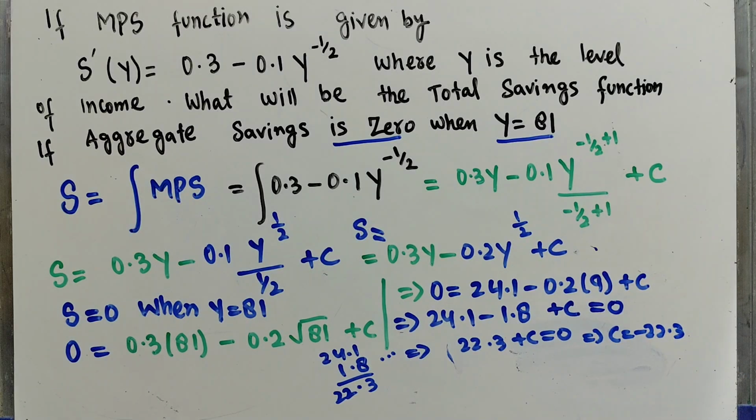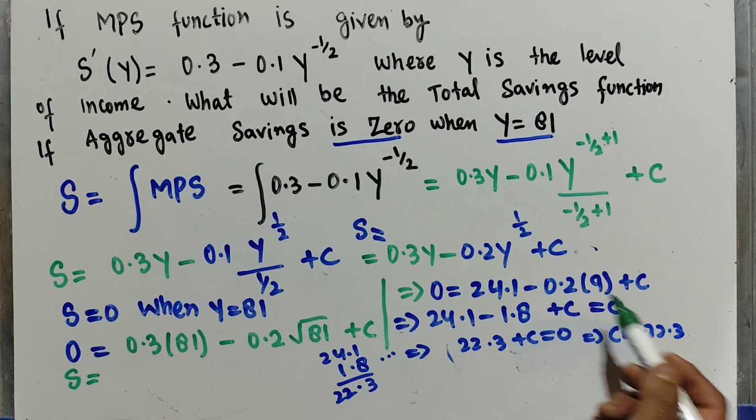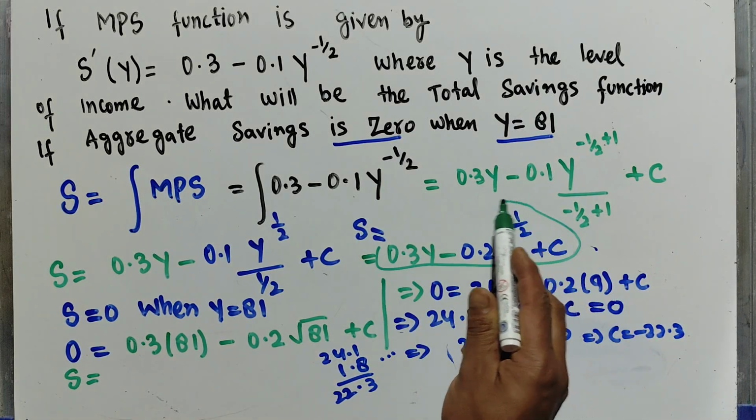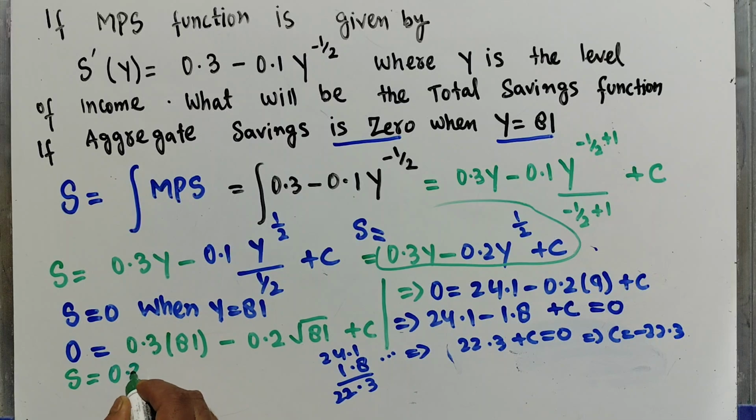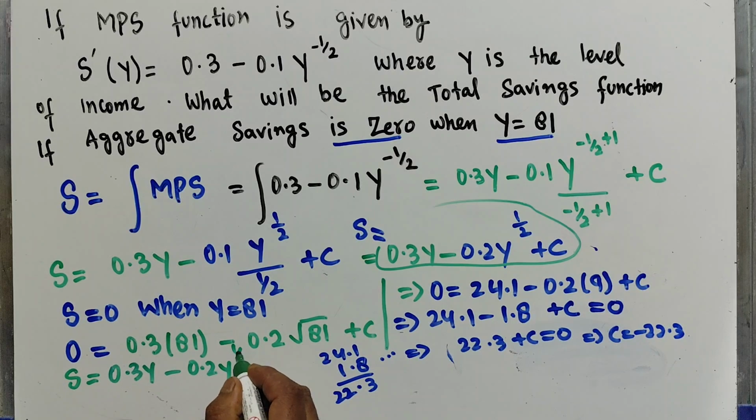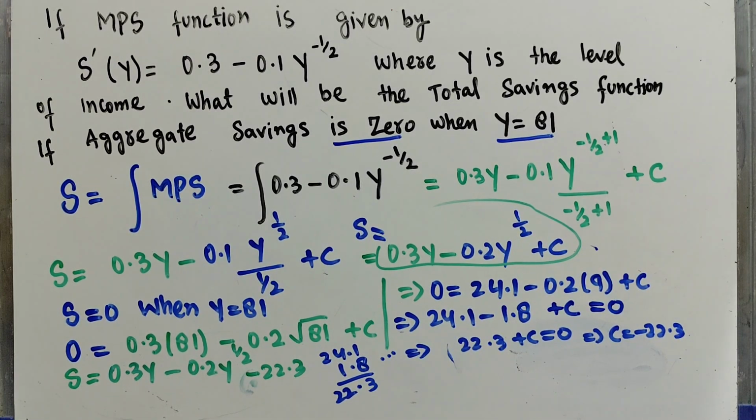Then our aggregate savings function S will be, plugging the value of c into this equation, 0.3y minus 0.2 y raised to the power 1/2, minus 22.5. This will be our savings function. I hope I made myself clear in this video and you find this video helpful. Thank you.